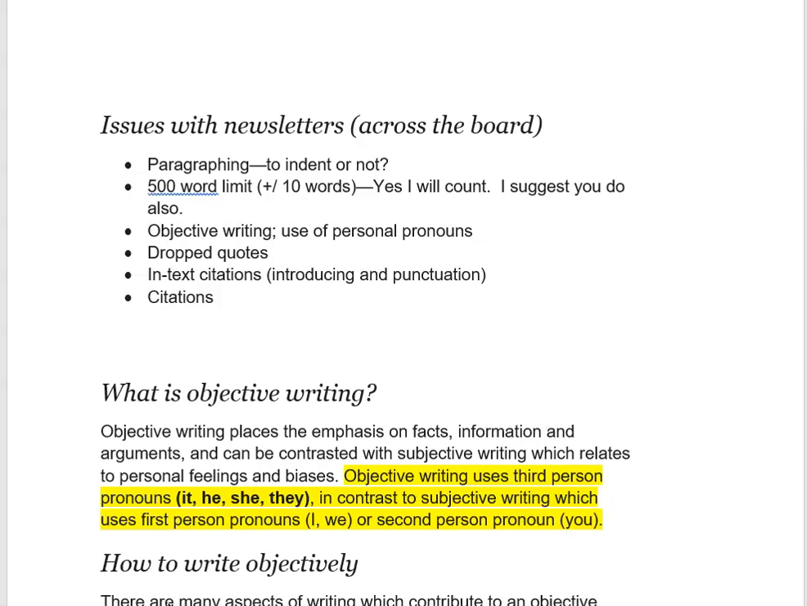So what is objective writing? Okay, objective writing uses third-person pronouns. It, he, she, they. In contrast to subjective writing, which you use first-person pronouns, I or we, or second-person pronoun, you. Most of the time you will see that I have scratched through all the I's, the we's, the us, the me, the my, and the you. Please keep you out of any of your documentation that you use when you're writing for business.